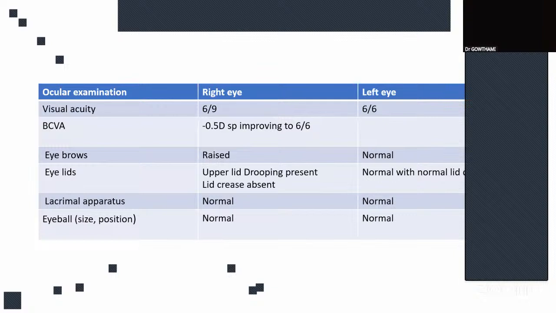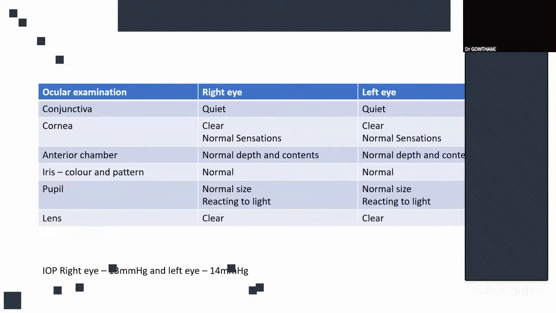Coming to left eye, visual acuity is 6/6. Eyebrows are normal, eyelids are normal in position. Lacrimal apparatus is normal, eyeball is normal in size and position. Conjunctiva is quiet. Left eye cornea is clear with intact sensations. Anterior chamber, normal depth and clear contents.